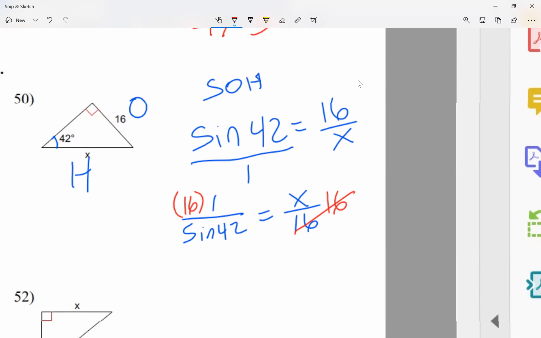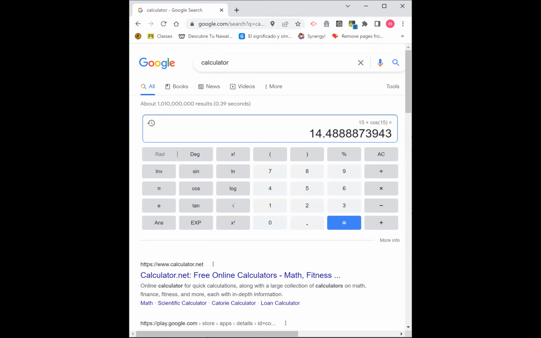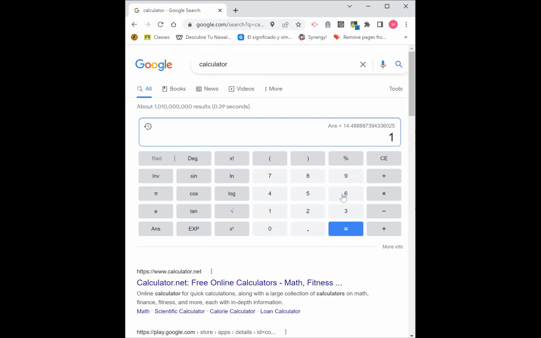All right, let me go back to my calculator. And I know I have to type in 16. So 16 divided by sine of 42. I see that, yeah, that's what I want. 16 divided by sine of 42. It gives me 23.91. My second decimal place is too small, right? 4 or less is small, so I'm going to ignore it. My answer in this case will be 23.9.